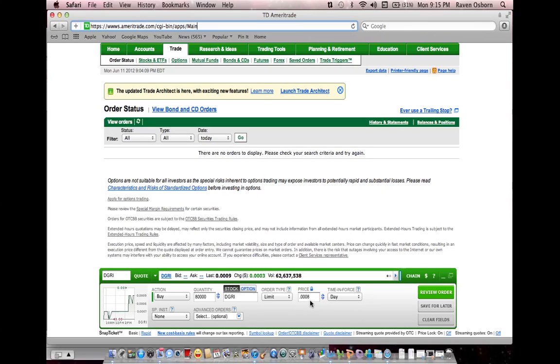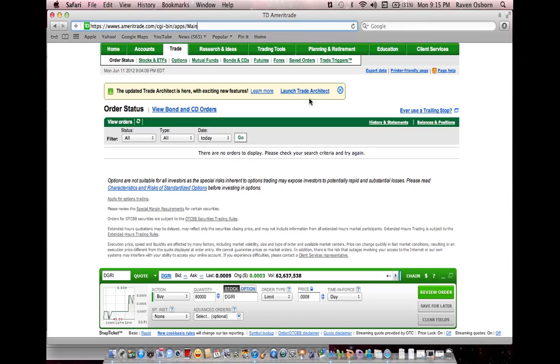So let's just say the bid was 0.0008 and the ask was 0.0009 and the last was at 0.0009, so it's selling at 0.0009. But you don't want to pay 0.0009, you only want to pay 0.0008. So you would set your limit order at 0.0008. After that, you're going to click review order, and it's going to bring you up to a different page which just confirms that this is what you want to do. And then you're going to click submit order.